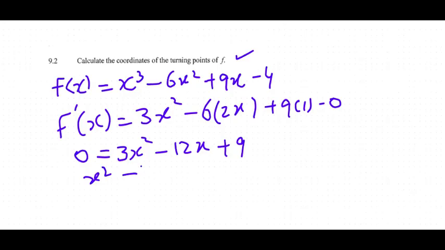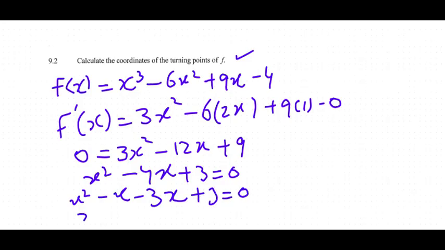What do we have to do next? To find the critical numbers, we have to factorize this term. When we factorize, we get x squared minus x minus 3x plus 3 equals 0. So I'm taking x minus 1 into x minus 3, that is, x(x minus 3) minus 1(x minus 3) equals 0.